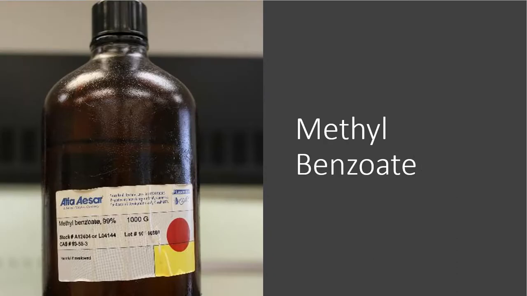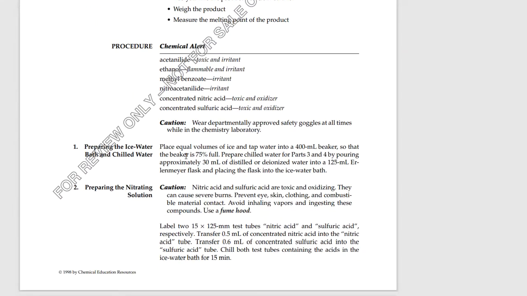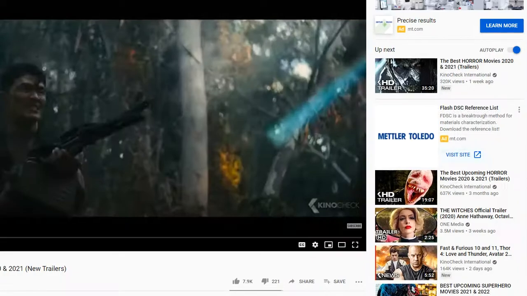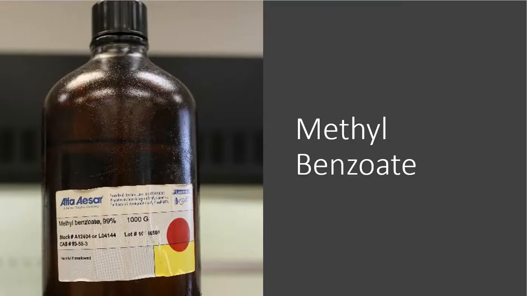All right, now if I go through the lab directions, and I'm going to pull up the lab document, we're going to follow through here a little bit together. And it says number 1, place equal volumes of ice and tap water in a 400 mL beaker so that the beaker is 75% full, and then prepare this chilled water for parts 3 and 4 by pouring approximately 30 mL of distilled or deionized water into a 125 mL Erlenmeyer flask and place the flask in an ice water bath. All that basically told me is make an ice water bath, and that's exactly what I did here.